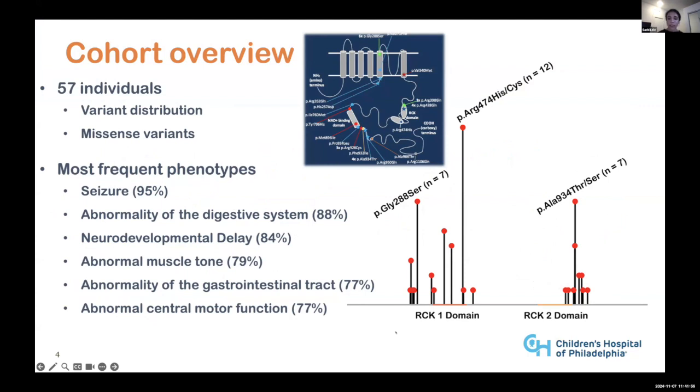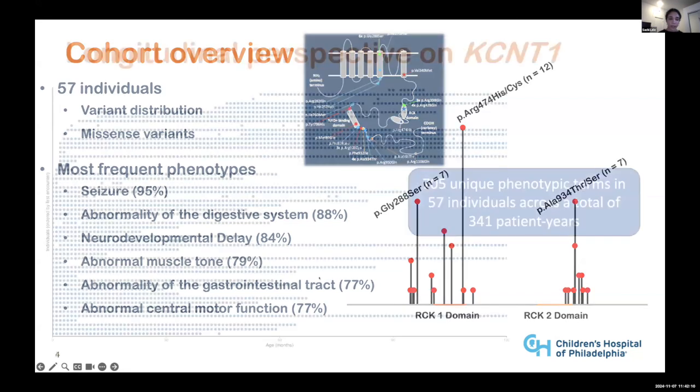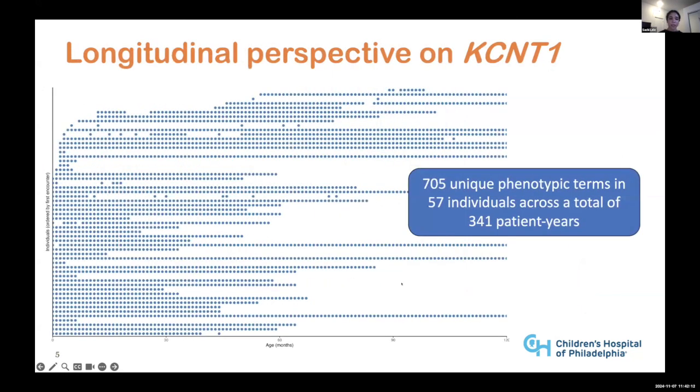On the right is the genetic landscape of individuals with KCNT1 in our cohort. You can see three recurrent variants, 288, 474, and 934, across two different domains of KCNT1. We then created a longitudinal view to see the phenotypic variation of individuals with KCNT1. There's a total of 705 unique phenotypic terms and a total of 341 patient years.